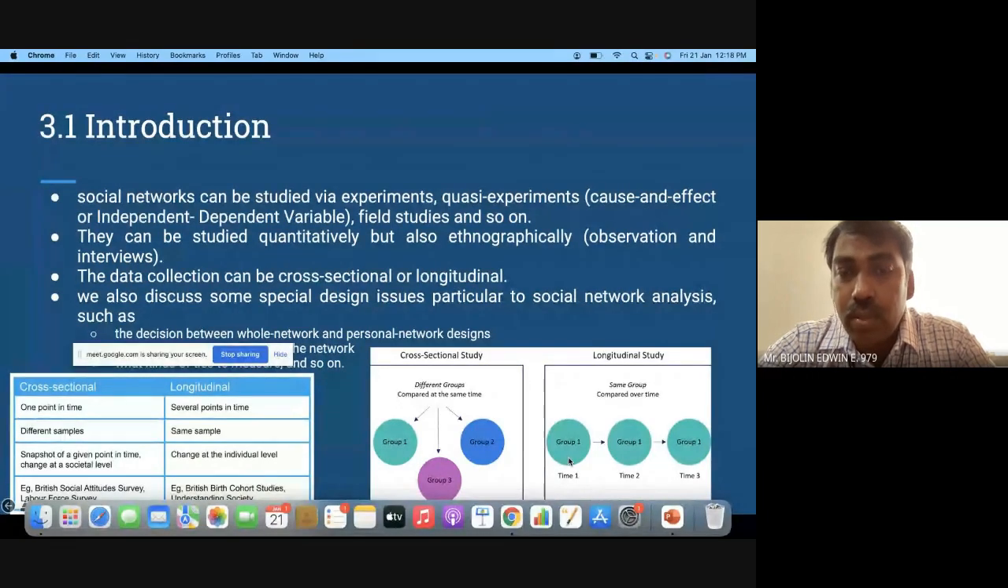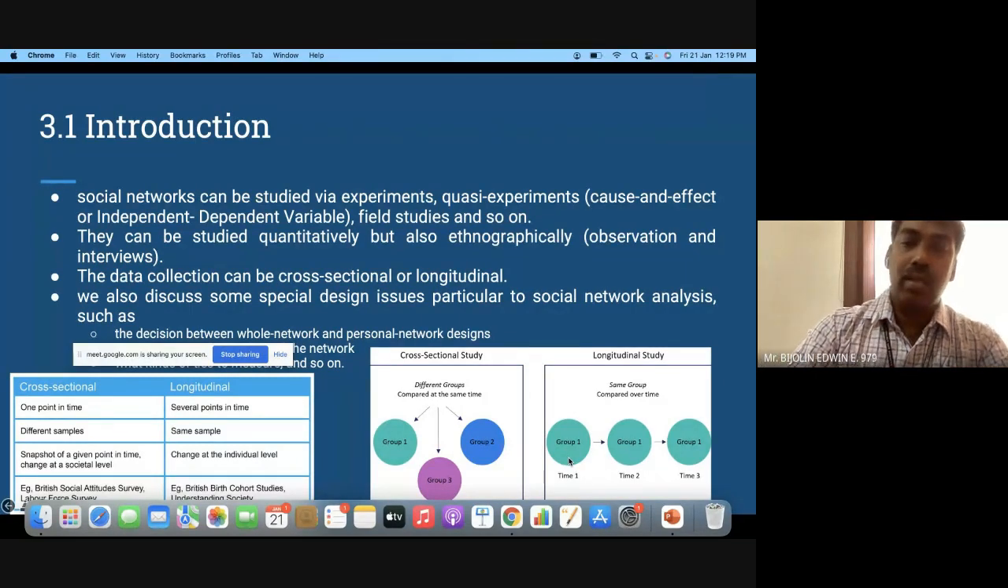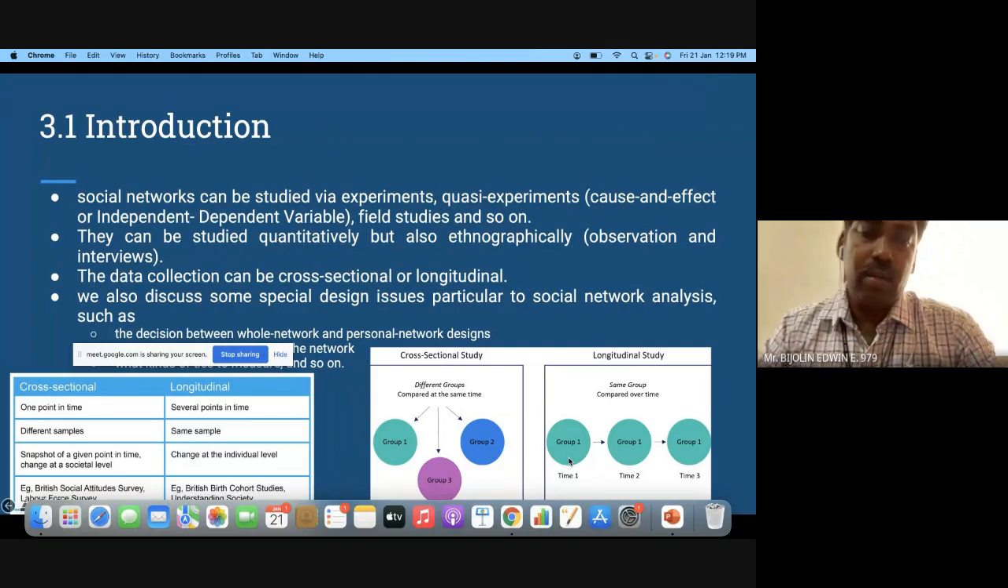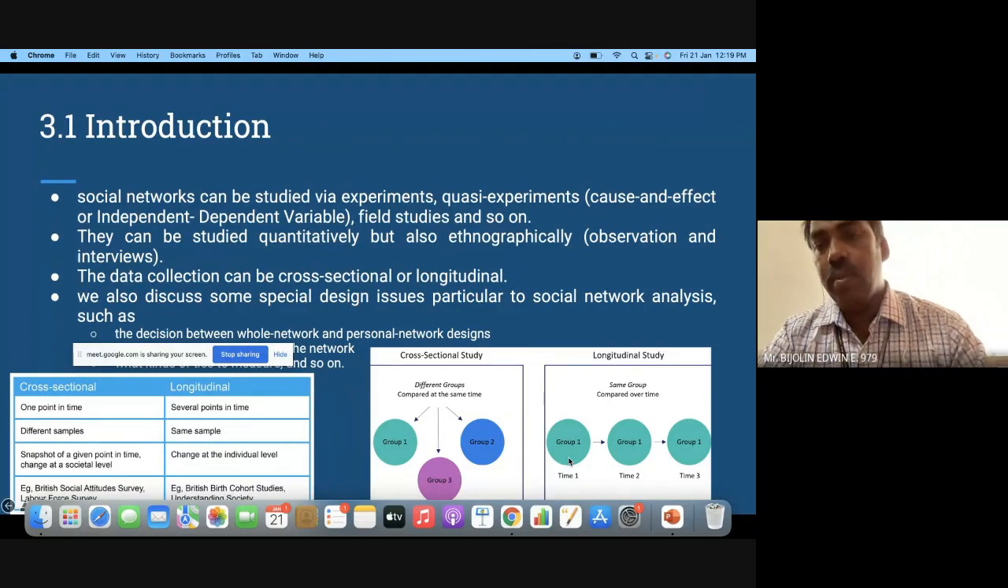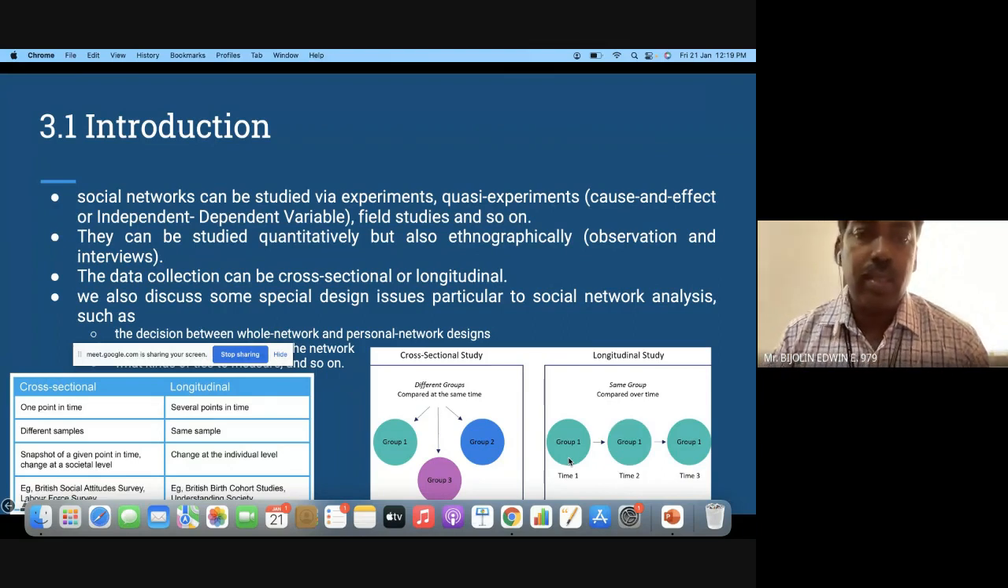So that is a longitudinal study, and a cross-sectional study is working with different groups compared at the same time. Same time, different groups. But in a longitudinal study, the same group under different times. So that is the main difference between the cross-sectional and longitudinal study.